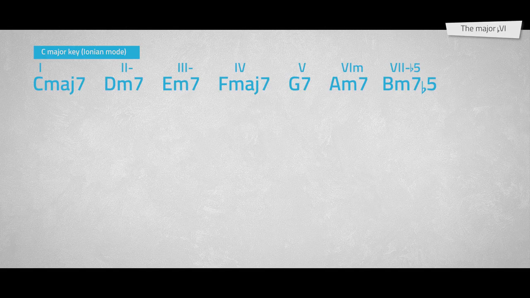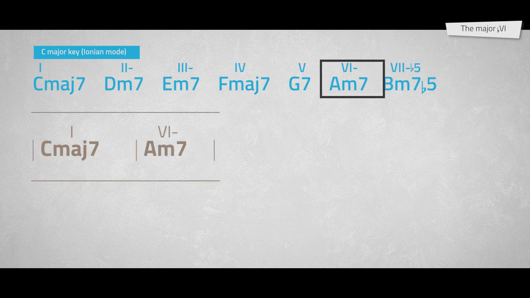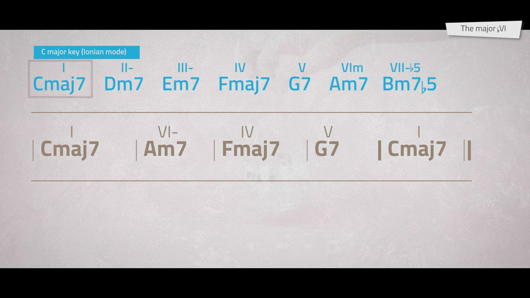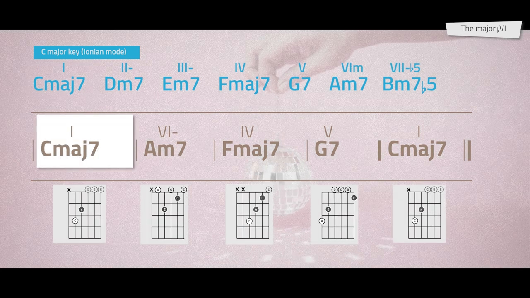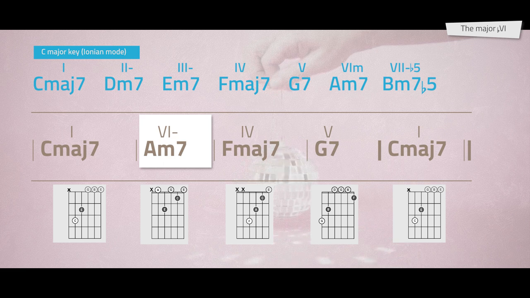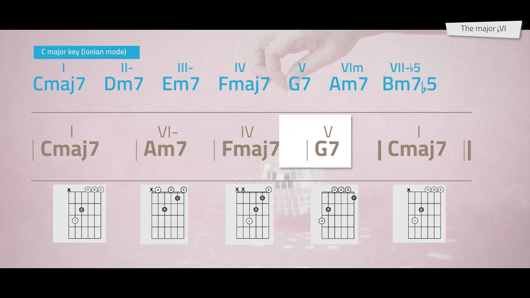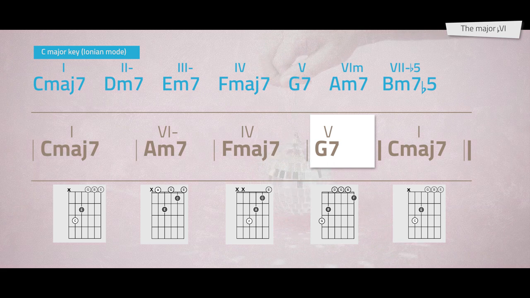The C major key contains the following chords. So let's take a straightforward chord progression like this in the key of C major. C major 7, A minor 7, F major 7, G7, and C major 7. So this is a 1-6-4-5 progression in C major.